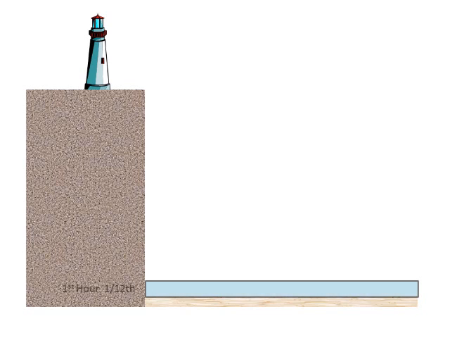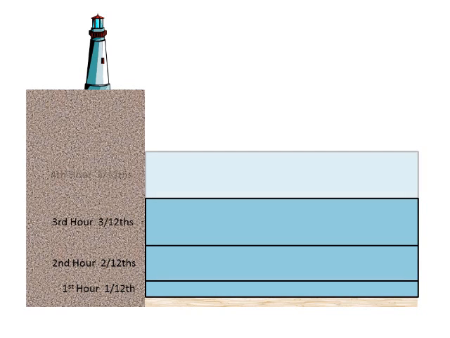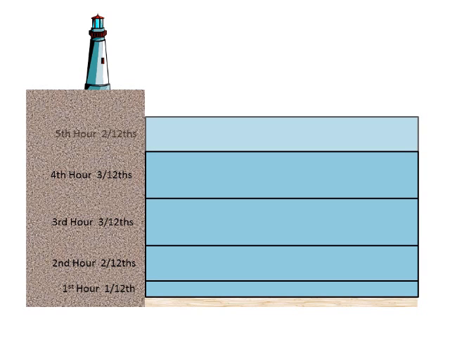For the height of the tide, we use something called the rule of twelfths. In the first hour, the tide comes in 1/12. In the second hour, it'll come in 2/12. In the third hour, the tide will come in 3/12. For the fourth hour, another 3/12. The fifth hour, 2/12. And for the last hour, 1/12.